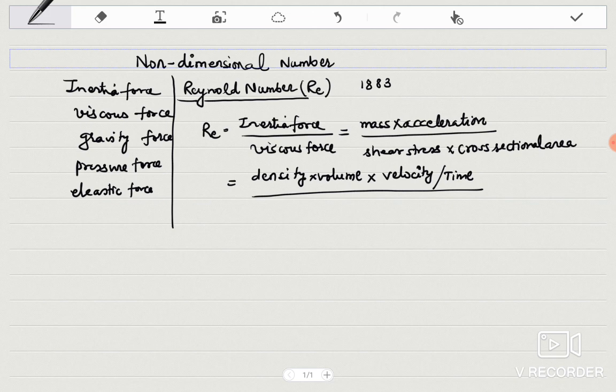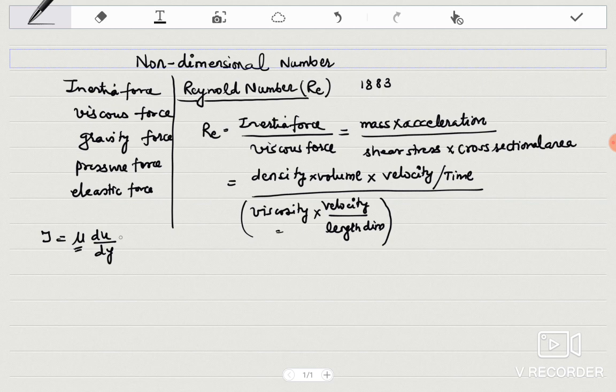Likewise, this shear stress may be written as viscosity into velocity upon length dimension. How can I write it in this way? You know that tau is equal to mu du by dy. So mu represents viscosity, u represents velocity, and y represents length dimension. This is the length dimension. And next is the cross-sectional area.